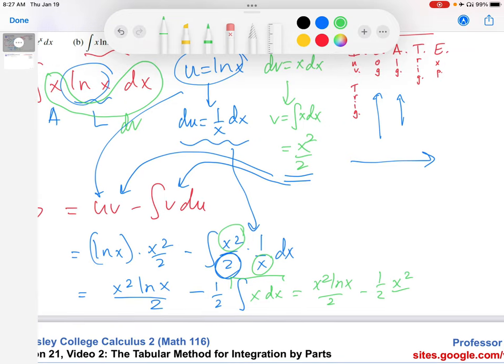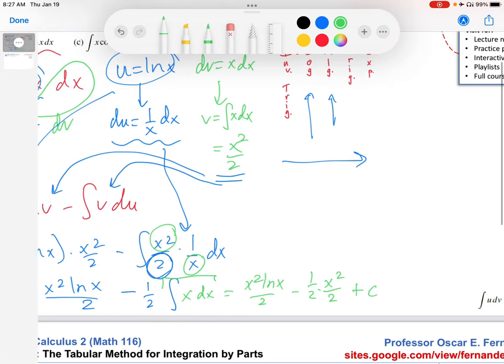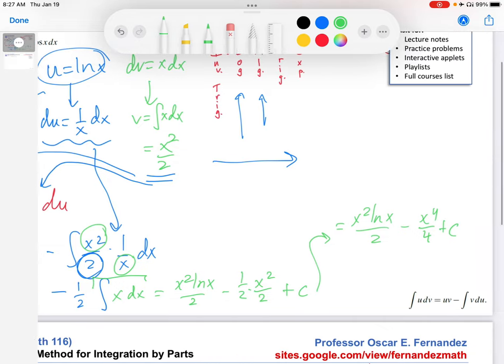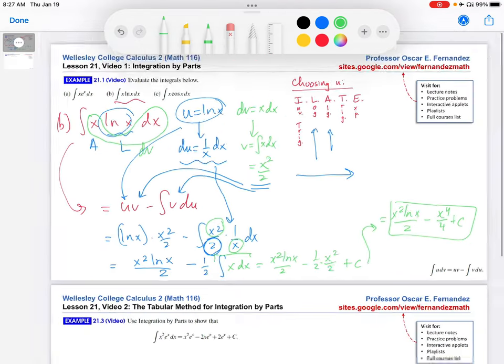This is an integral version of the power rule, x squared over 2, and then we have our plus c. Okay, so simplifying here, we get x squared ln of x over 2 minus x to the 4th over 4. Okay, so that is our integral with the plus c. So that's the result for this one. Great.